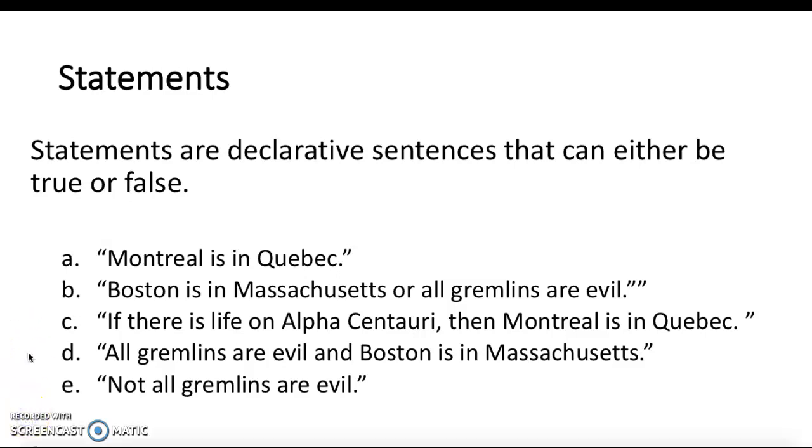Okay, welcome back. So if you said that A is not a complex logical sentence but a simple sentence, then you are correct because there are no logical connectives in A. B is a complex logical sentence because we see the logical phrase or here. C is also a complex logical sentence because we see if and then. D is also a complex logical sentence because we see the logical phrase and. E is also a complex logical sentence because we see the logical phrase not.